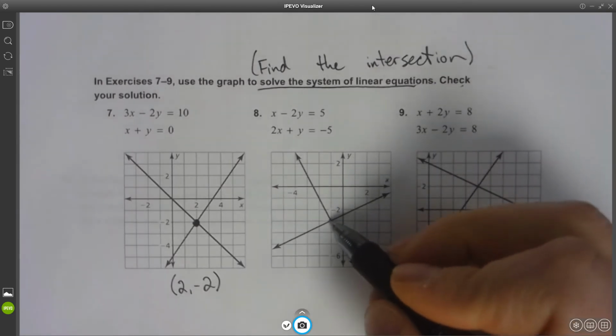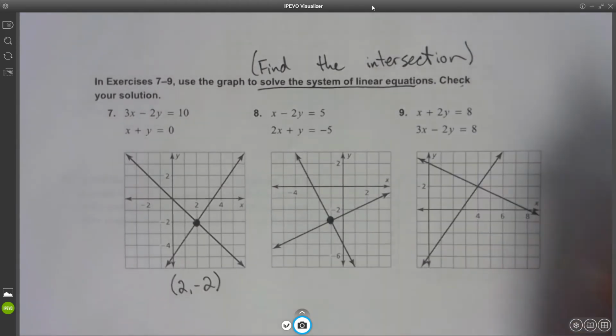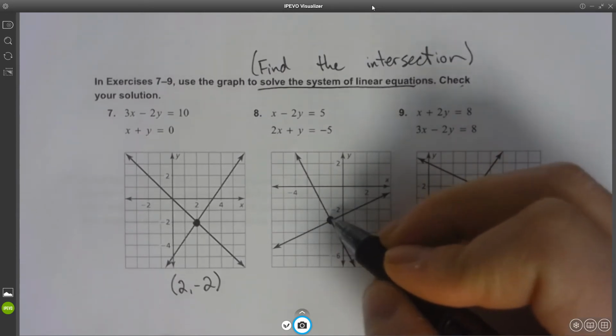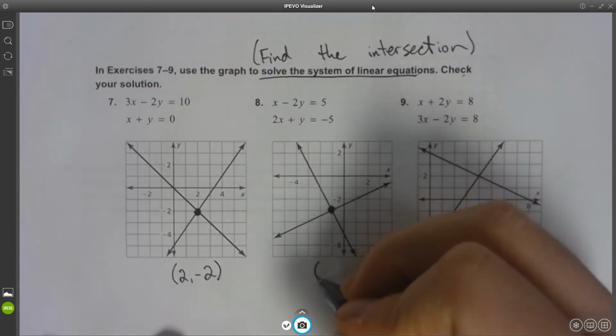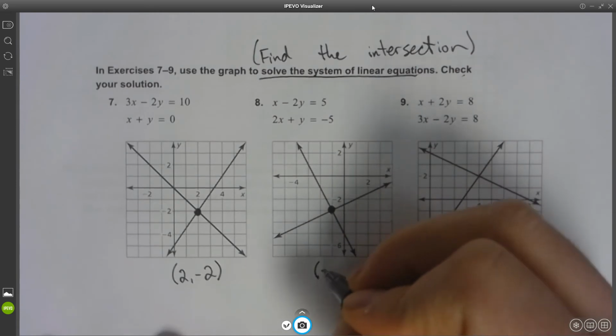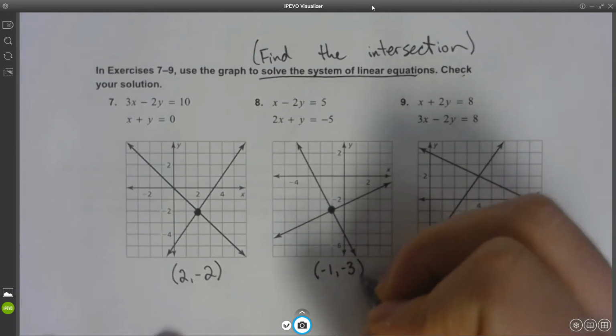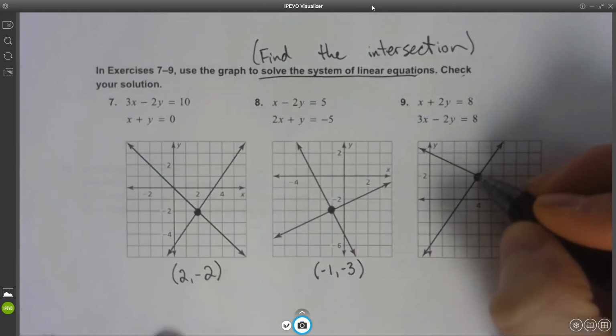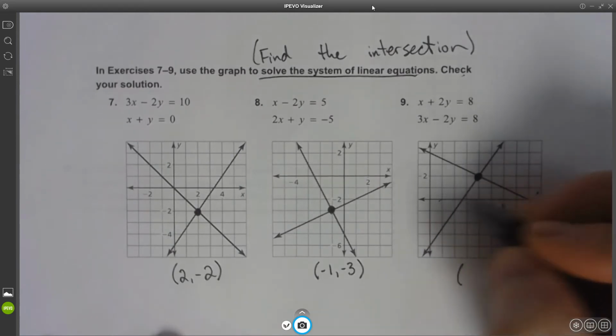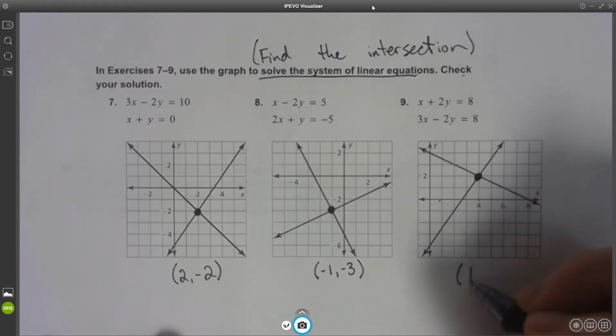So second example here, I can see my intersection is right here. That is left 1 and down 3, so (-1, -3) is my solution. And for number 9 here, that solution is at (4, 2).